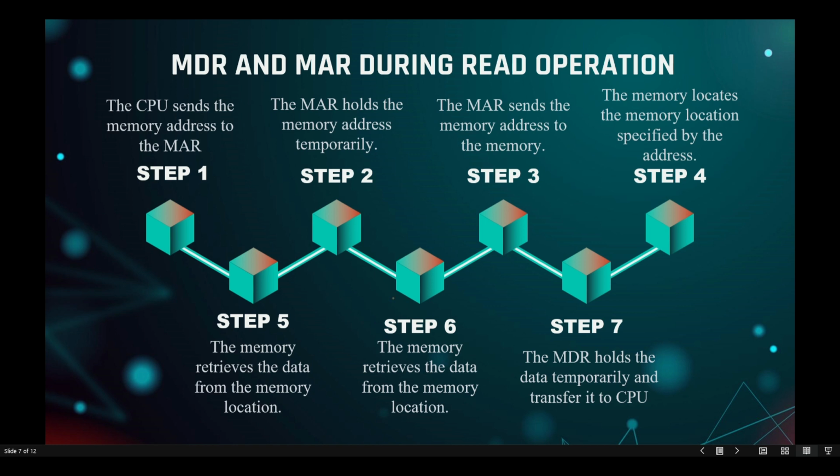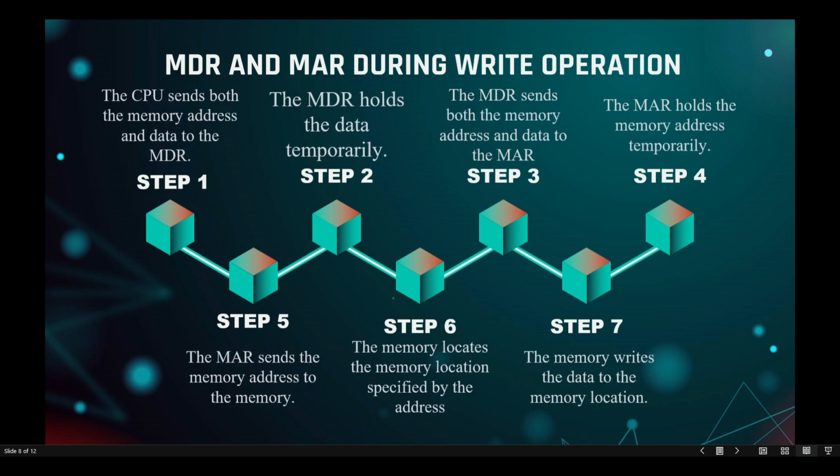MDR and MAR during read operation. The CPU sends the memory address to the MAR, then MAR holds the memory address temporarily and sends it to the memory. The memory locates the memory location specified by the address, then the memory retrieves the data from the memory location and then MDR holds the data temporarily and transfers it to the CPU.